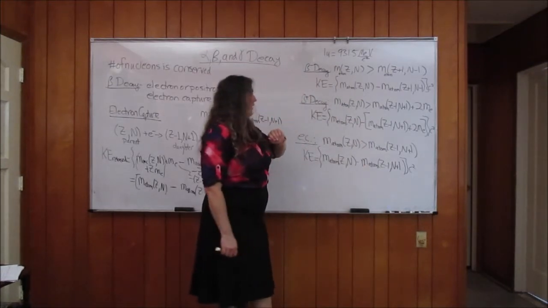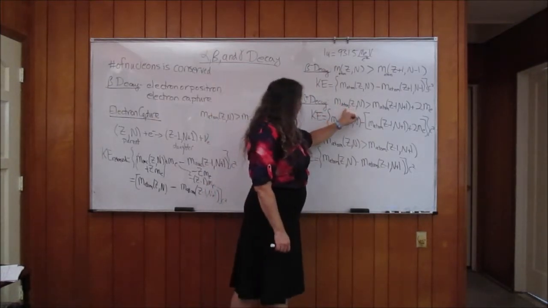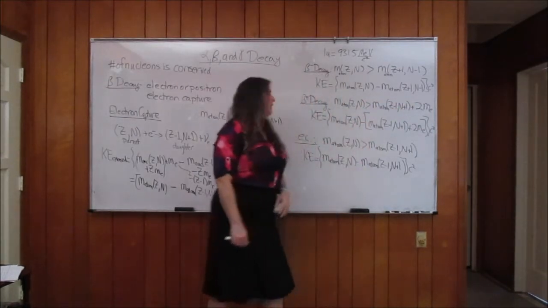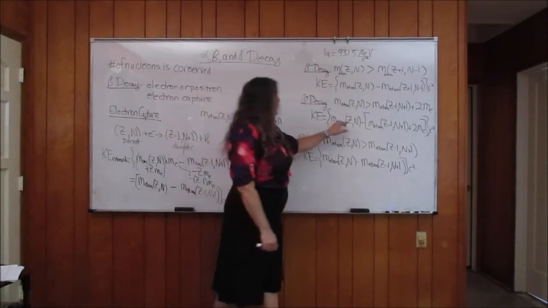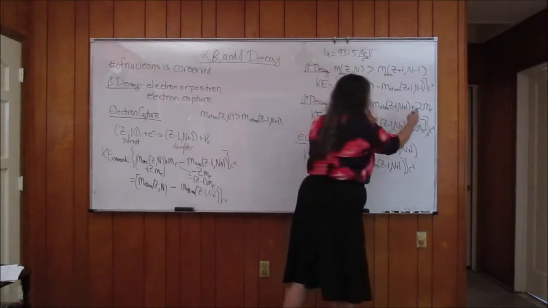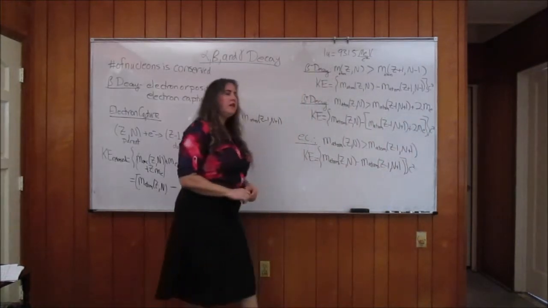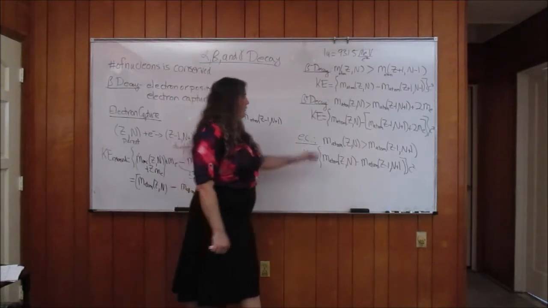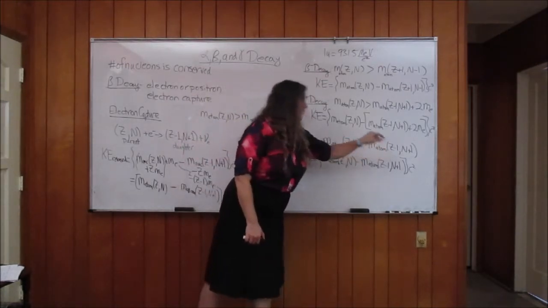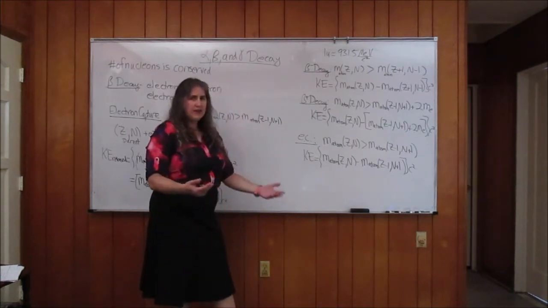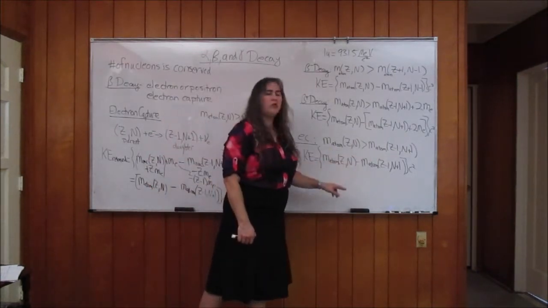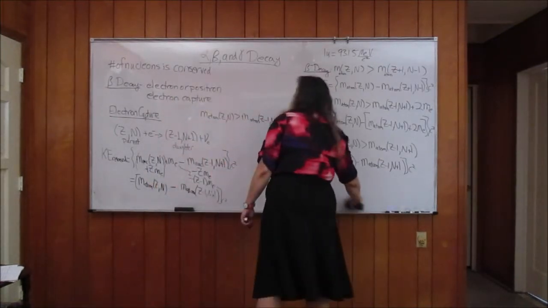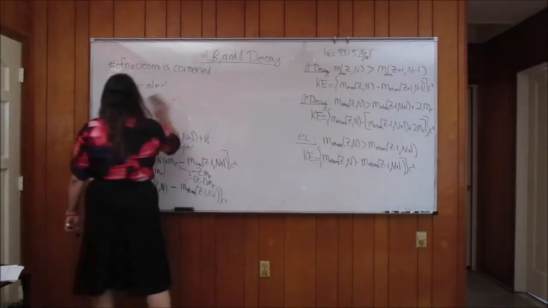For beta plus decay, so when a positron is emitted, the mass of the parent atom has to be greater than the mass of the daughter atom plus 2 times the mass of the electron. And kinetic energy released is the difference between the parent atom and the sum of the daughter atom plus 2 times the mass of an electron. And finally, for electron capture, the mass of the parent atom has to be greater than the mass of the daughter atom, and the kinetic energy release is just the difference in those two masses times c squared. So let's apply all three of these to U-231.